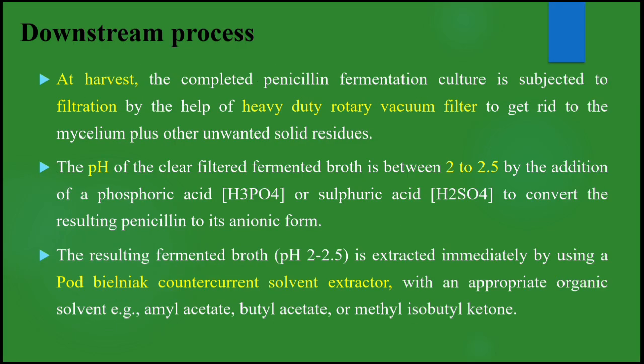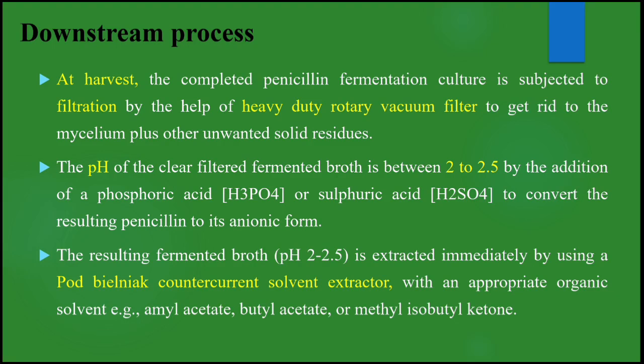Downstream process. Once the entire fermentative procedure is accomplished, at harvest, the completed penicillin fermentation culture is subjected to filtration with the help of a heavy duty rotary vacuum filter to get rid of the mycelial pulp and other unwanted solid residues. The pH of the clear filtered fermented broth is carefully brought down to between 2 and 2.5 by the addition of a calculated amount of either phosphoric acid or sulfuric acid, so as to convert the resulting penicillin to its anionic form.